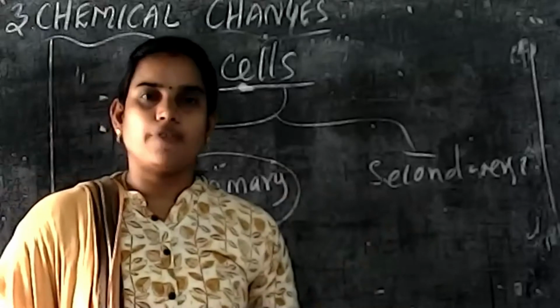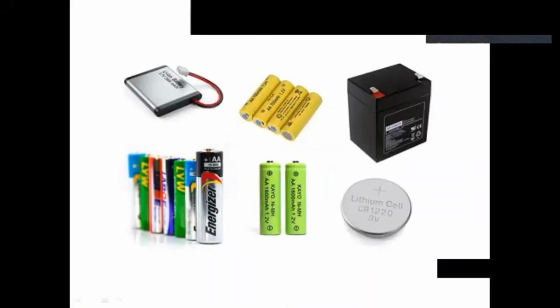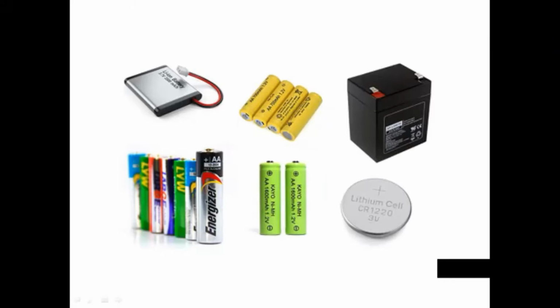Now look at this figure. These are the examples for different types of cells. Different types of cells are used in different fields, such as the dry cell. Dry cells are used in radios, cameras, clocks, toys, etc. Then the mercury cell. Mercury cells are used in watches, calculators, electronic instruments, etc.